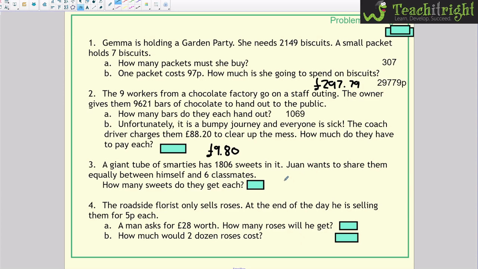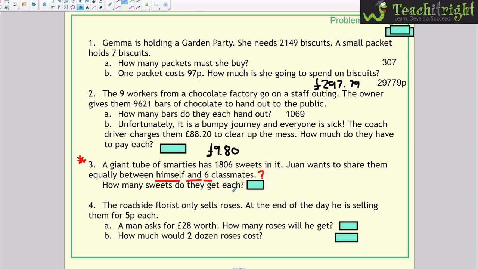Number 3, a giant tube of Smarties has 1,806 sweets in it. Juan wants to share them equally between himself and his 6 classmates. Well, here, alarm goes off. This is a bit of a trick question. So I'm going to give you guys a chance, if you did fall for this trick, to fix it before I reveal the answer. If he's sharing them between himself and 6 classmates, how many people is that?